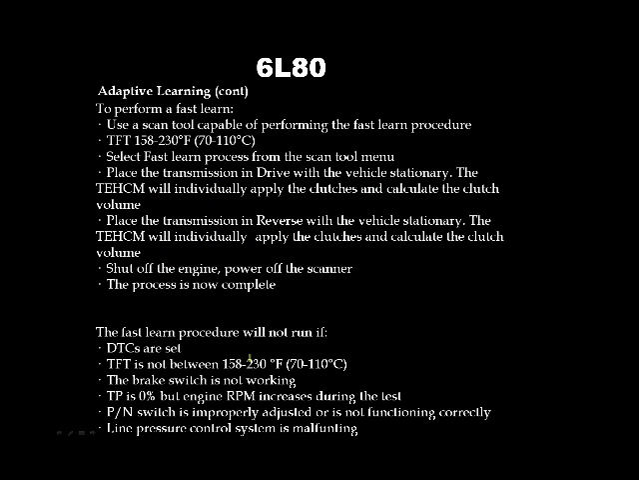The first thing you need to know about it, you have to have a compatible scan tool that's capable of doing the fast learn. You're going to get the temperature up to where it needs to be. In this instance, we have to be somewhere between 158 and 230 degrees Fahrenheit. If we're between 158 and 230 degrees Fahrenheit, we then select the fast learn off the scan tool menu. You put it in drive with the car stationary, hit the button, it's going to be off to the races. You then put it in reverse with the car stationary, hit the button, you're off to the races.